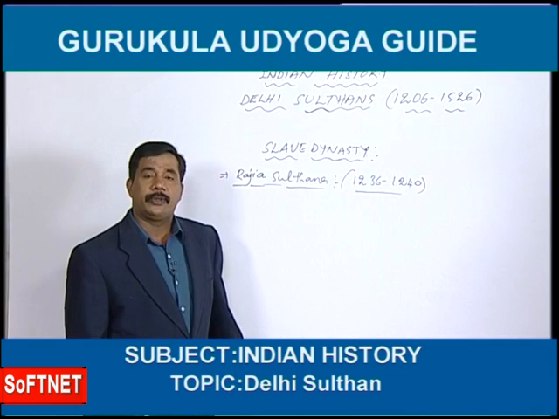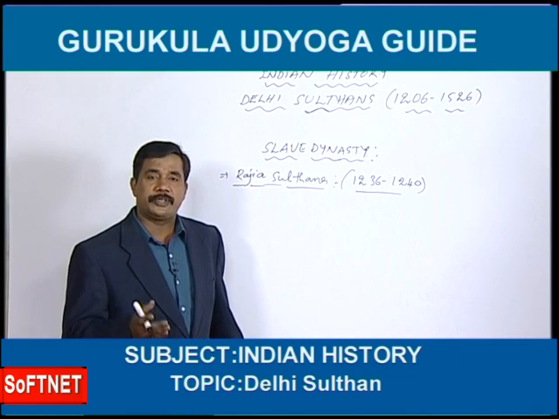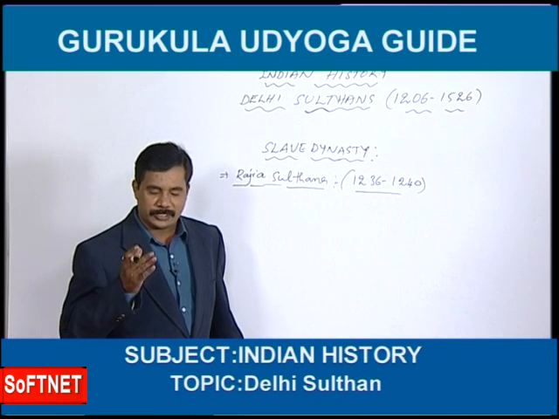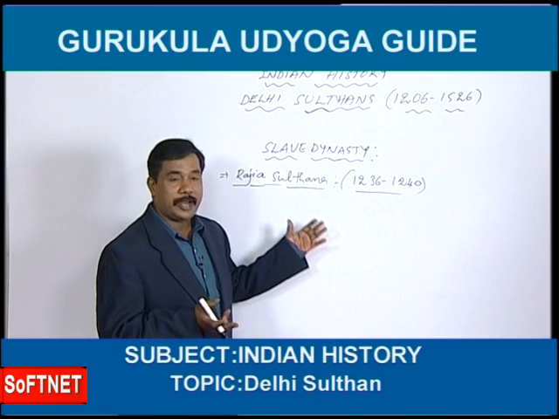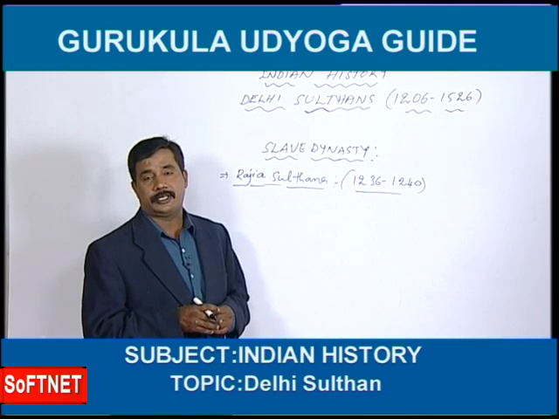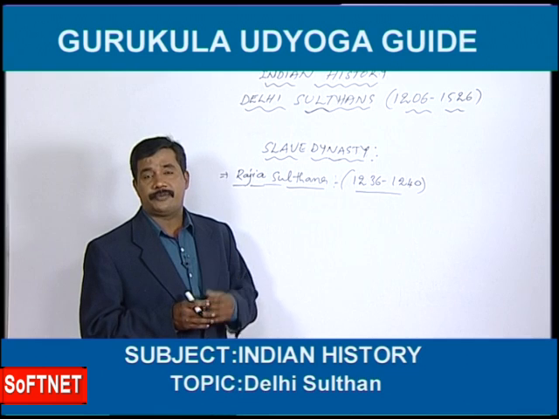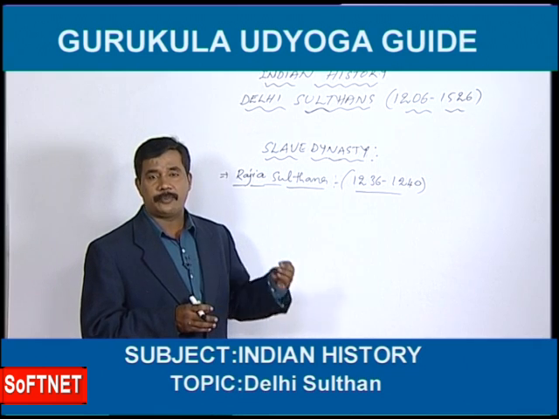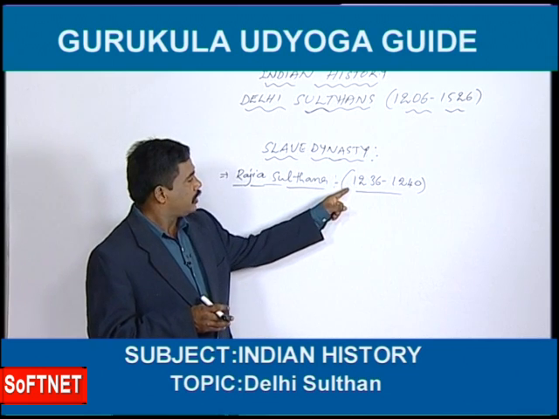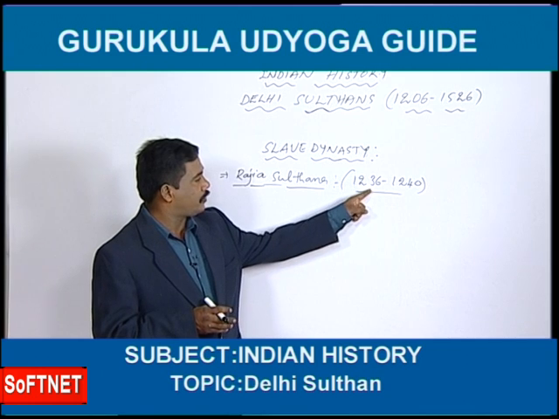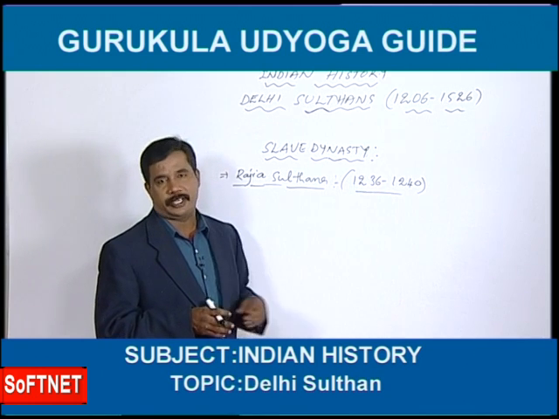Actually, I told you, Iltutmish had a successor, Ruknuddin. Actually, Ruknuddin was inefficient, yet he was appointed as the successor of Iltutmish. Because of his inefficiency, Razia Sultana removed him and she became the ruler of the Delhi Sultanate. Razia Sultana ruled the Delhi Sultanate from 1236 to 1240 AD.